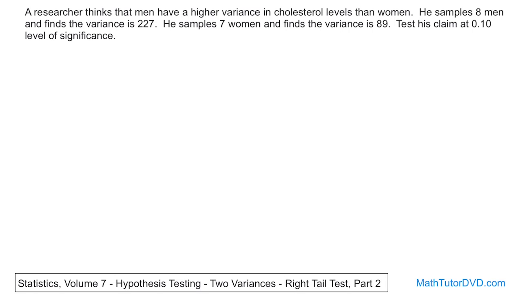We're going to solve another problem in hypothesis testing with two variances. Again, this will be a right-tailed test. That's kind of giving away a little bit of a punchline ahead of time. So what we need to do is read the problem first of all.